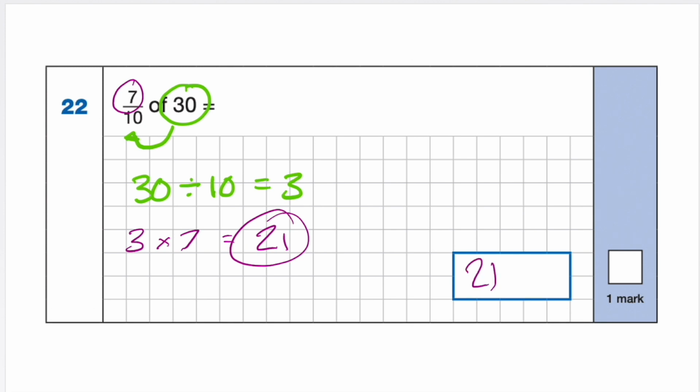A good tip is to just make sure your answer is smaller than the number that you started with, because remember, if we're trying to find a fraction of this amount, the answer will always be smaller than the number we started with.